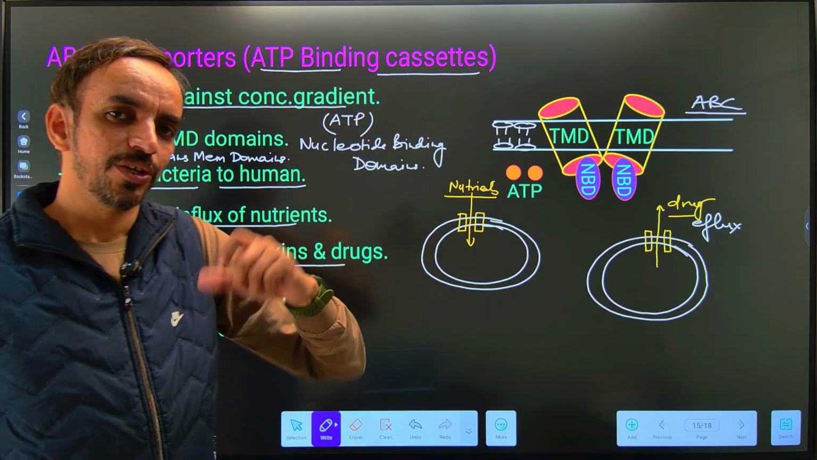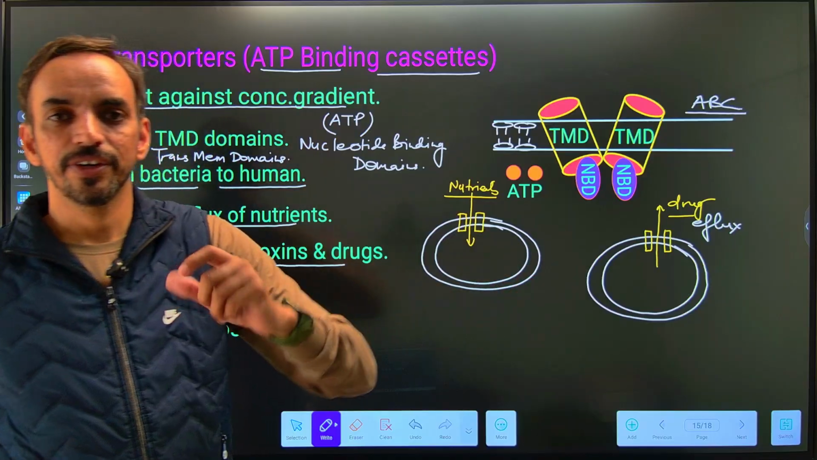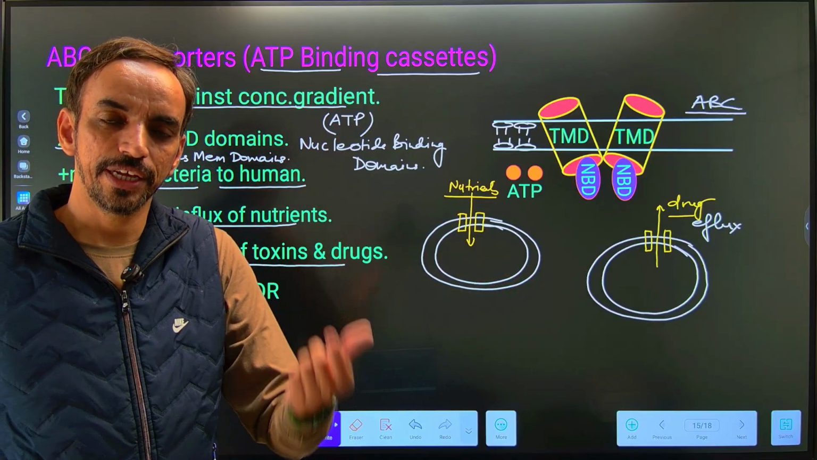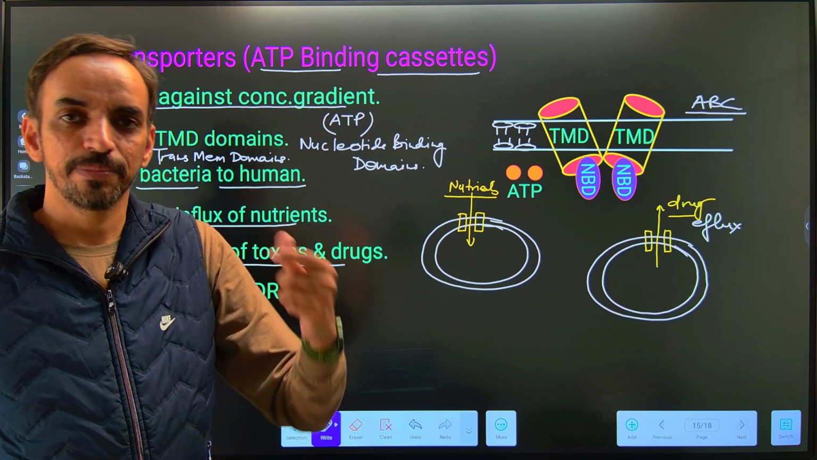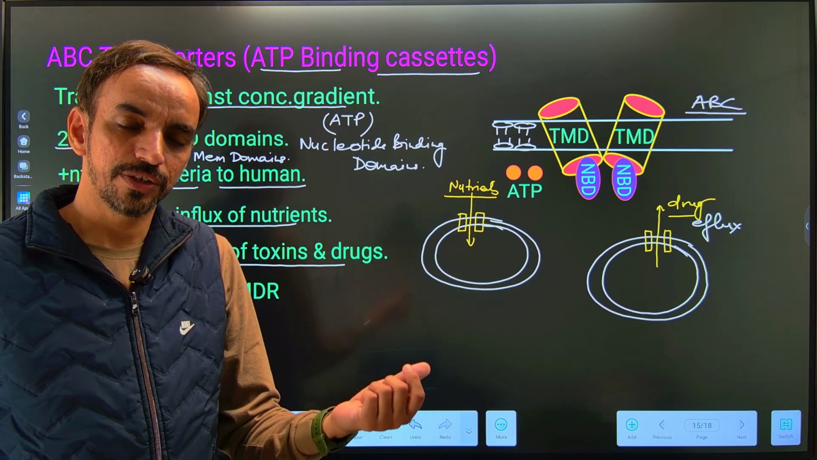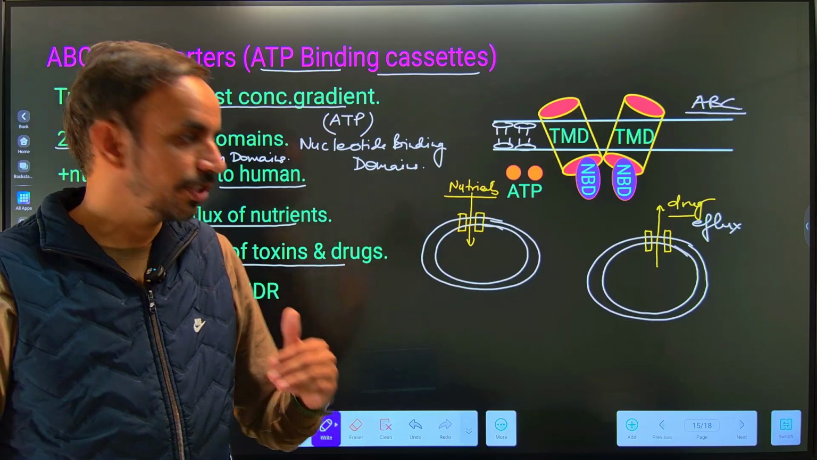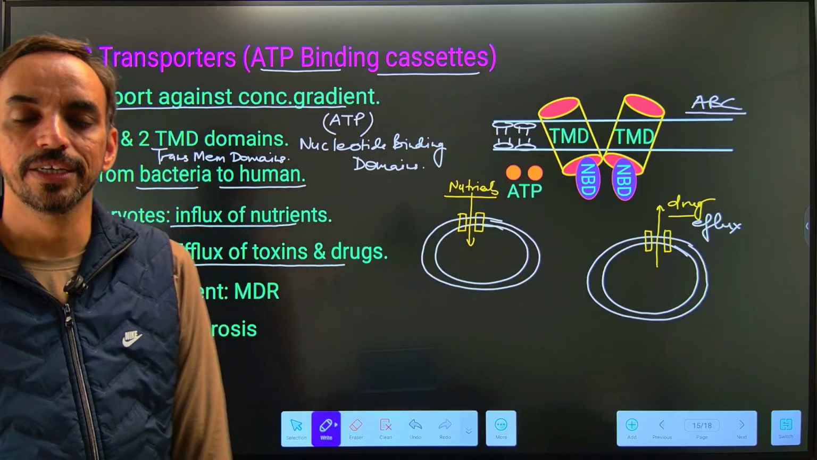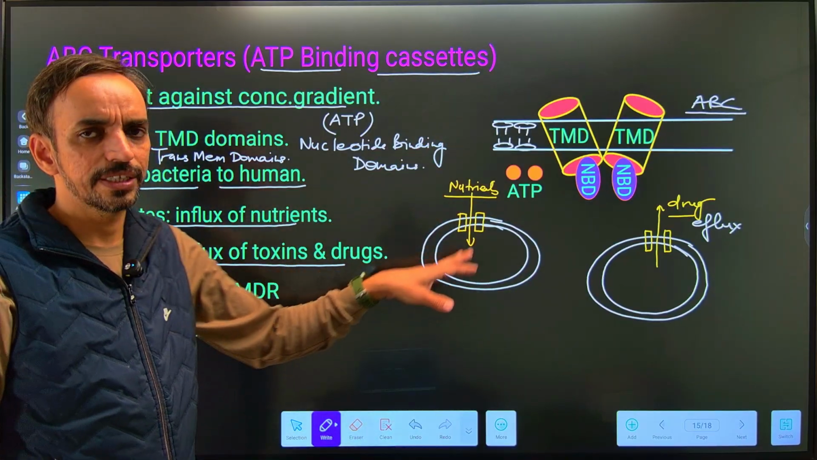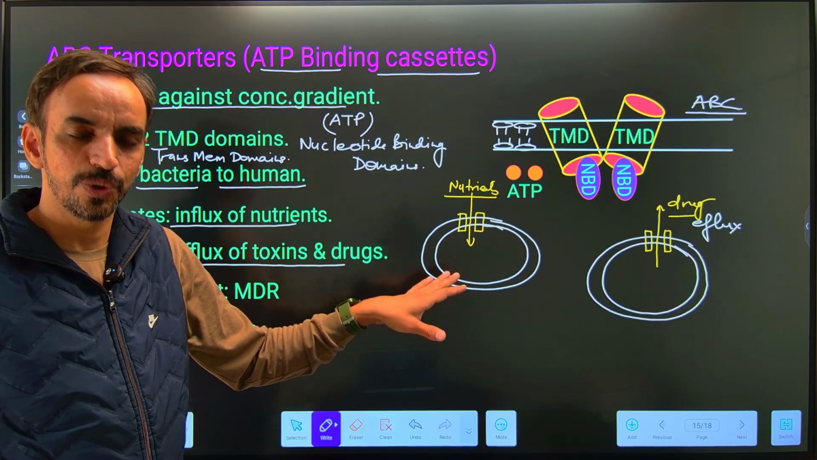The mechanism remains the same. Suppose we talk about a drug, the drug will bind to the TMD domains. Then there is a binding of ATP to the nucleotide binding domain. It dimerizes. Then there is a conformational change, and the drug will be effluxed outside, and in the case of influx it will be transported inside.